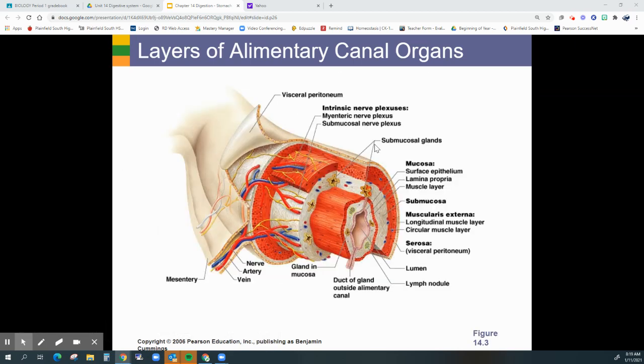All right. This just shows you another picture of what that looks like. You can see your different layers here. So you've got your mucosa here, right? Here's the muscle layer that is associated with the mucosa. The submucosa is this whiter layer through here. You can see blood vessels and nerve endings, as well as some of the lymphatic glands.